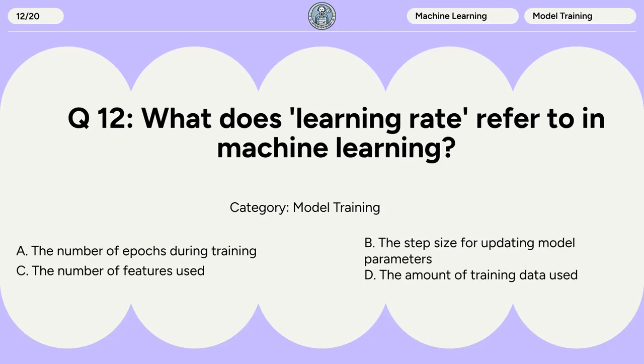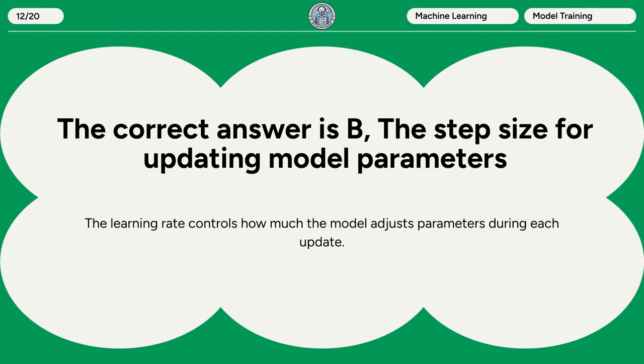Question 12. What does learning rate refer to in machine learning? A. The number of epochs during training. B. The step size for updating model parameters. C. The number of features used. D. The amount of training data used. The correct answer is B. The step size for updating model parameters. The learning rate controls how much the model adjusts parameters during each update.